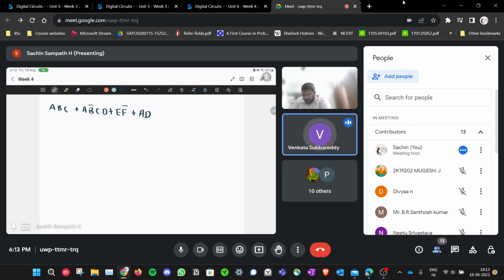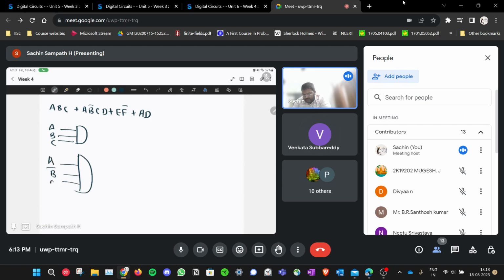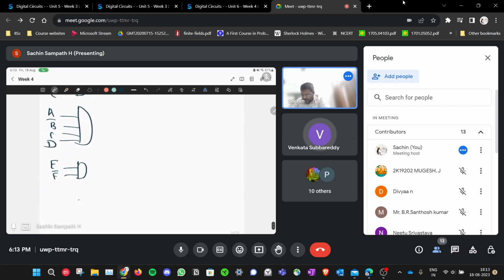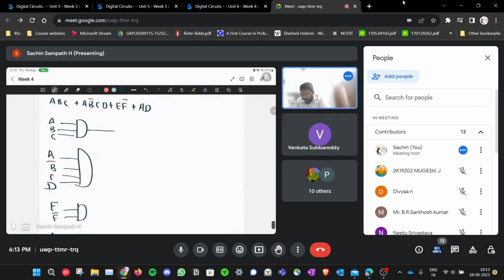See, wait. How will you get ABC? You have an AND gate, you connect ABC, right? Then how will you get A, B bar, C, D? You have an AND gate, you connect A, B bar, C, D. You have EF bar, you connect E, F bar, correct? Then you have AD, and then you will take these things, right?